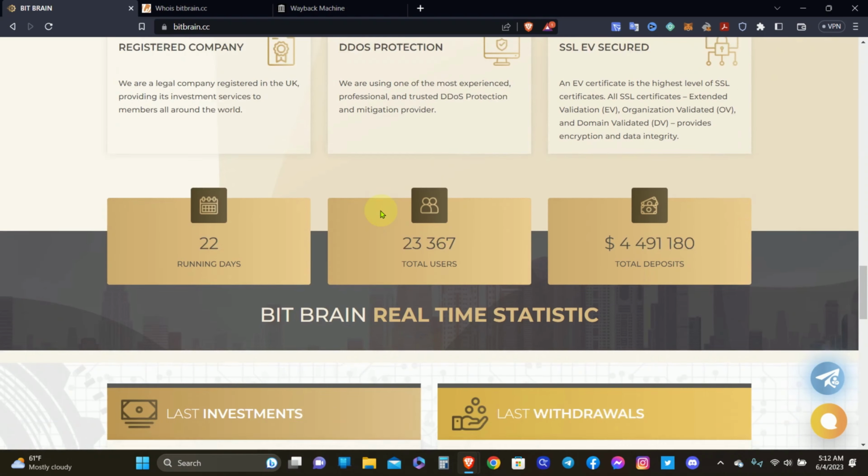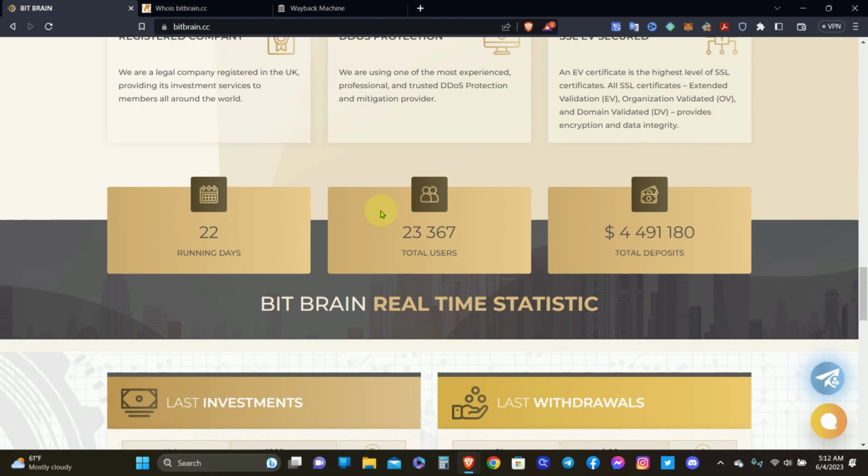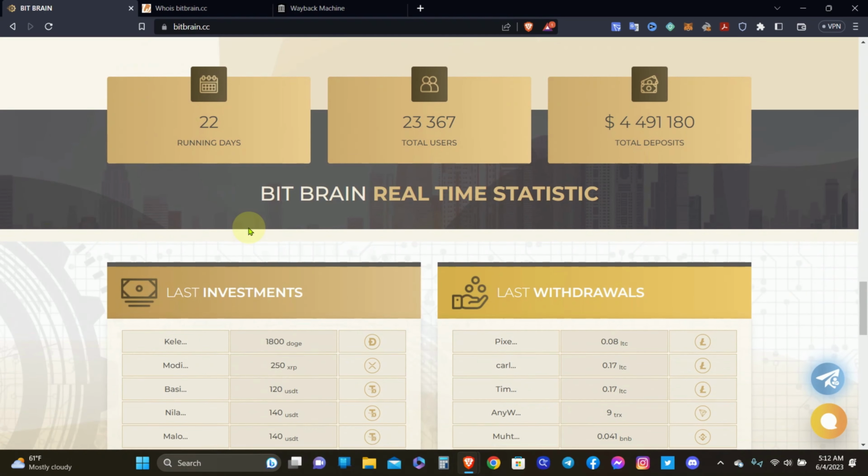And from what I see right now, you don't know who the owners of this project are. It's been running for 22 days, with 23,367 total users. I don't know if that's true or not. And they have $4,491,180 in total deposits. I don't know if that's true or not, but the 22 days sounds more correct to me.